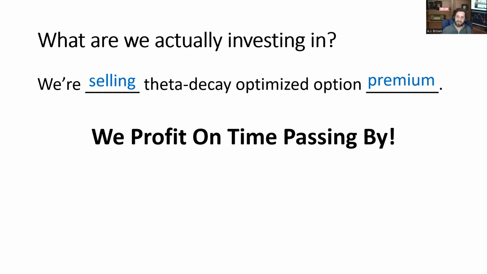Options are called wasting assets because they have an expiration date. So if you're selling options, you can actually profit on that time passing by. And that's what I do. Time is a very reliable variable, right? Versus trying to guess the direction that a stock or an ETF or an index is going to move over the next month.